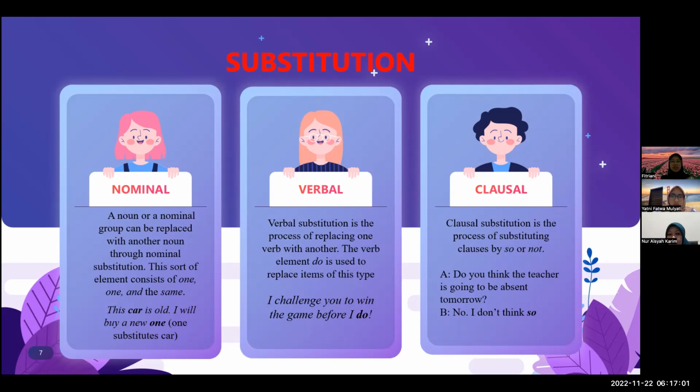The first one is noun substitution, or nominal. A nominal group can be replaced with another noun through nominal substitution. The words that we can find in this kind are "one" and "some." Have a look at this example: This car is old. I will buy a new one.